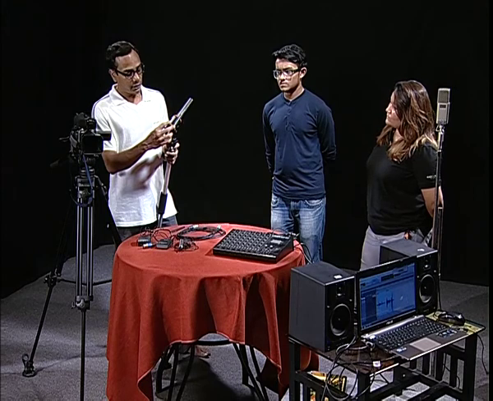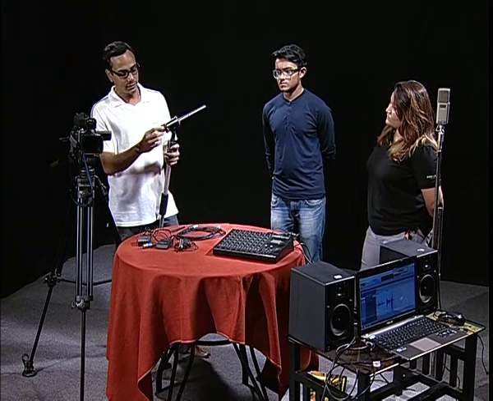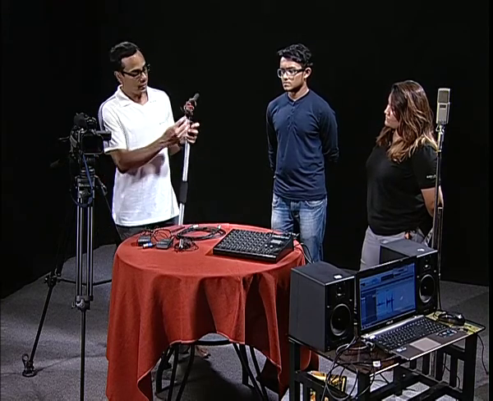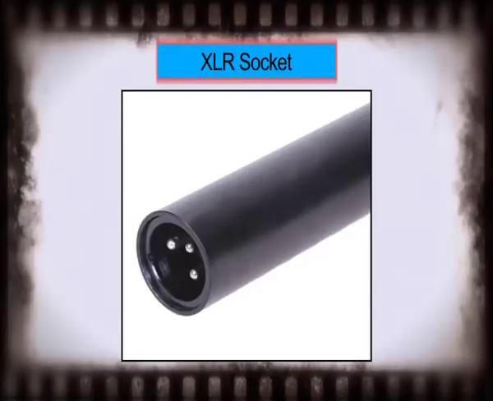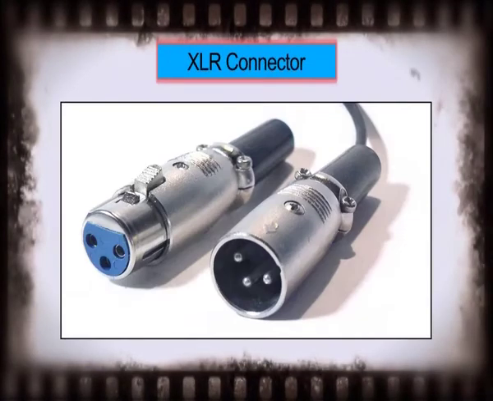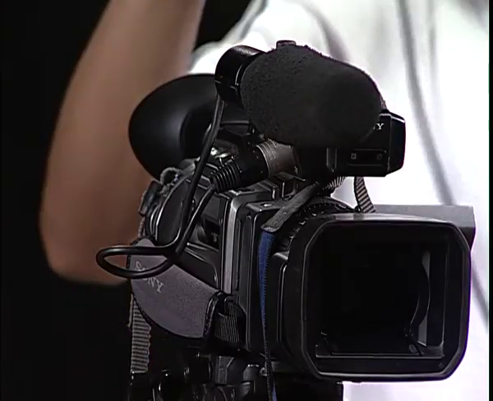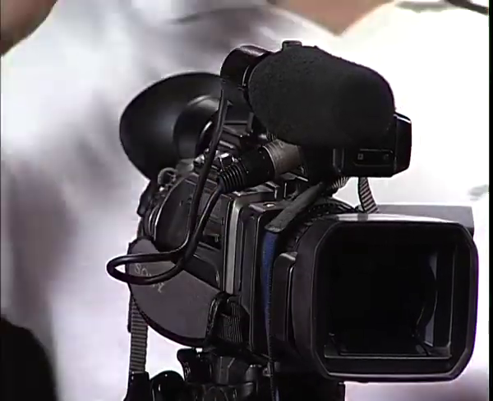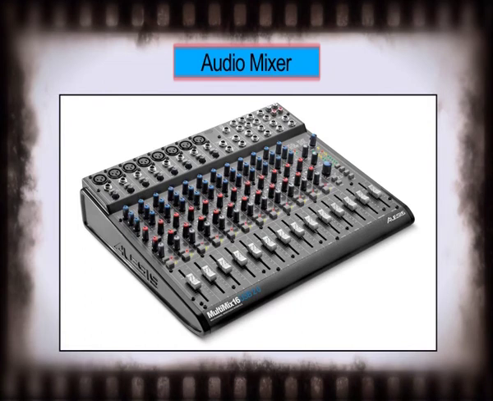So the microphone is normally attached like this, and since this is a professional microphone, it will also be ending in an XLR type of socket. So we'll have to use an XLR male to XLR female type of connector. Now this type of connector can be connected with a camera like this, which has an XLR input connection, or it can also be connected with a mixer if we are using a mixer.